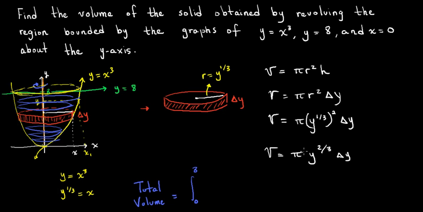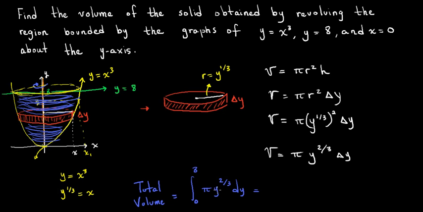The whole point is to get the volume for one disk, and the volume for one disk is given here. It's simply pi y to the 2/3 dy. But notice that the integral will take care of the accumulation part, adding up all these cylinders, or all these disks that we're creating. This here is just the simple volume formula for one single disk, and the integral accumulates all the disks that we've sliced from 0 to 8.